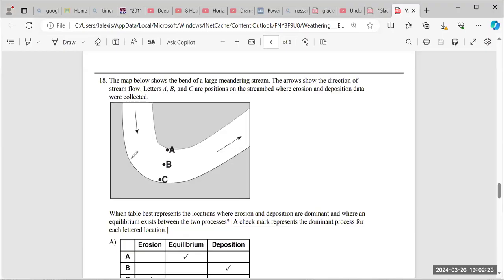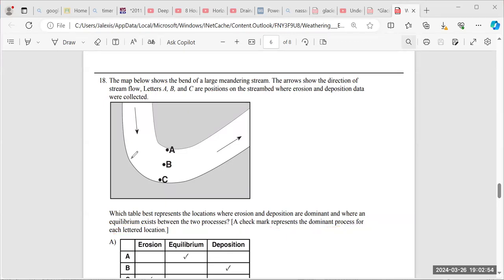All right, 18. 18 says the map below shows a bend of a large meandering stream. The arrows show the direction of stream flow. Letters A, B, and C are positions on the stream bed where erosion and deposition data were collected. Which table best represents the location where erosion and deposition are dominant and where an equilibrium exists between the two processes? A check mark represents the dominant process for each letter location.